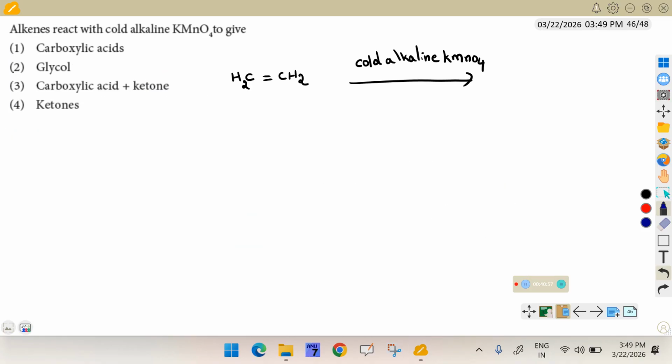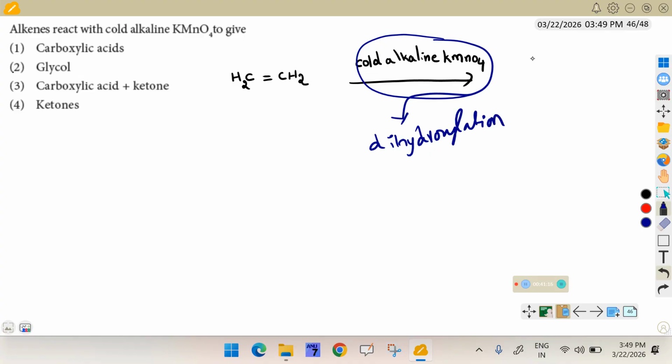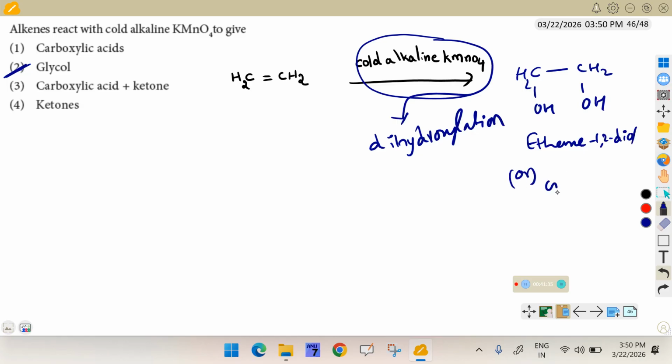Alkene reacts with cold alkaline KMnO4. Reagent is cold alkaline KMnO4. Dihydroxylation process takes place. So break pi bond, add left side OH group, right side also OH group. So ethane 1,2 diol, glycol. This is ethane 1,2 diol by IUPAC. Common name of this compound is glycol.